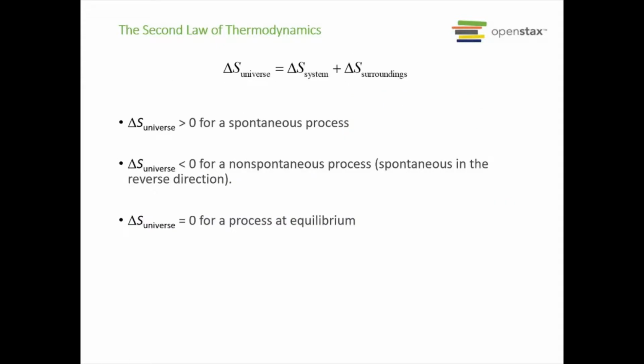So again, when delta S of the universe is greater than 0, you're spontaneous. Less than 0, it's non-spontaneous, but the reverse direction of that process is going to be spontaneous. And if delta S equals 0, you're at a process at equilibrium.